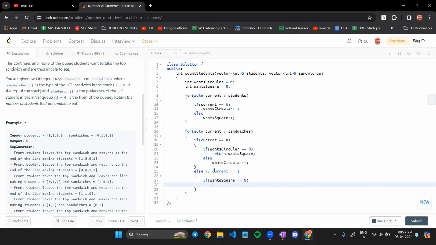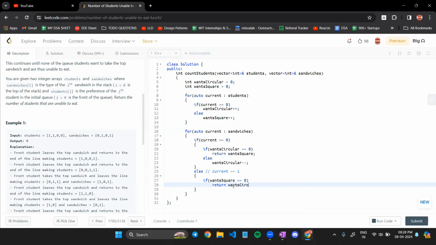So if there is no student who wants a square sandwich, then what does it mean? It means that at the top of the stack we have a square sandwich, but no one wants a square sandwich. So it simply means that we won't be able to distribute any of the sandwiches after that sandwich, since no one wants that sandwich, so we won't be able to take it out. And if we won't be able to take it out, we won't be able to distribute any of the remaining sandwiches, correct? So what we will return? We will return one circular.